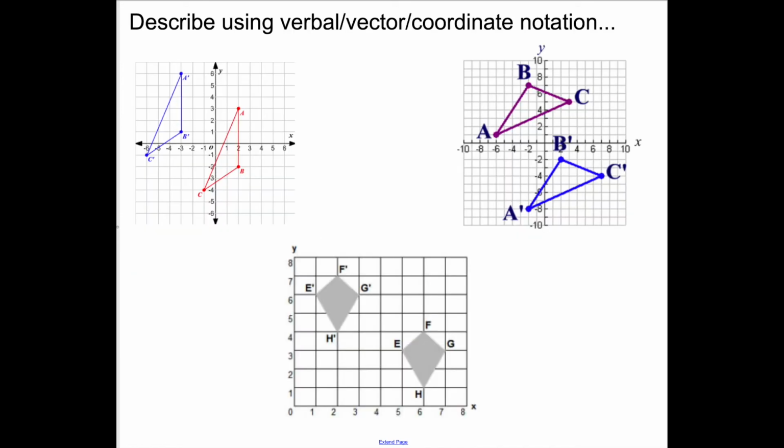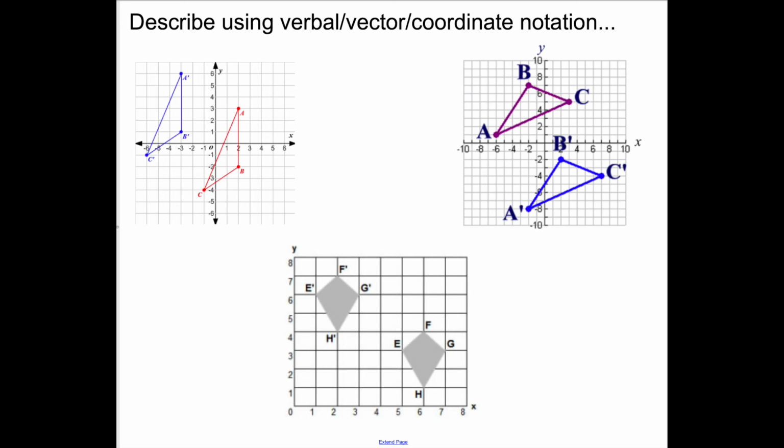All right, folks. So what we're going to be doing is one more U-try. In this U-try, we're going to be describing verbally, in vector notation and in coordinate notation, the translations you see here. So you need to be very careful in looking at the original and the prime.